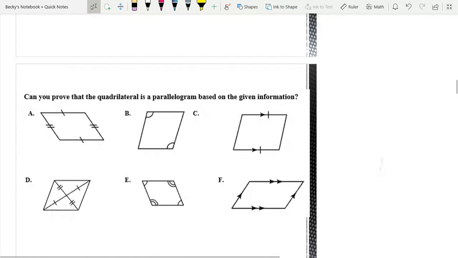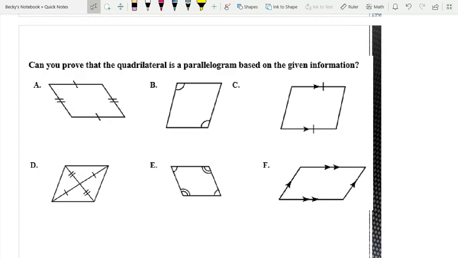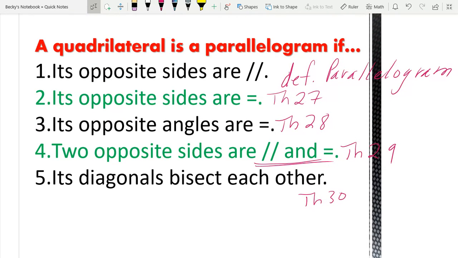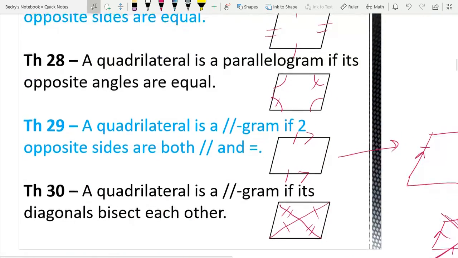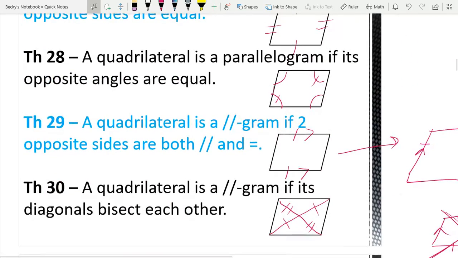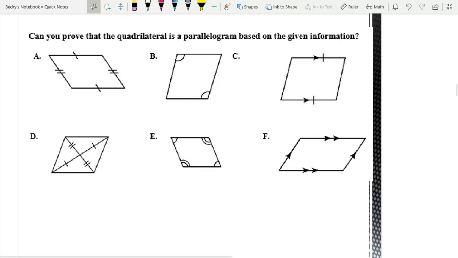The way this works is I just give you a picture and you tell me whether or not it's a parallelogram. And if it is, you're going to justify it with a theorem number. I would highly recommend writing these down. I know a lot of you don't take notes, but I would write those down or even draw the pictures. The pictures are helpful, like up here. And you can always go back and pause the video if needed.